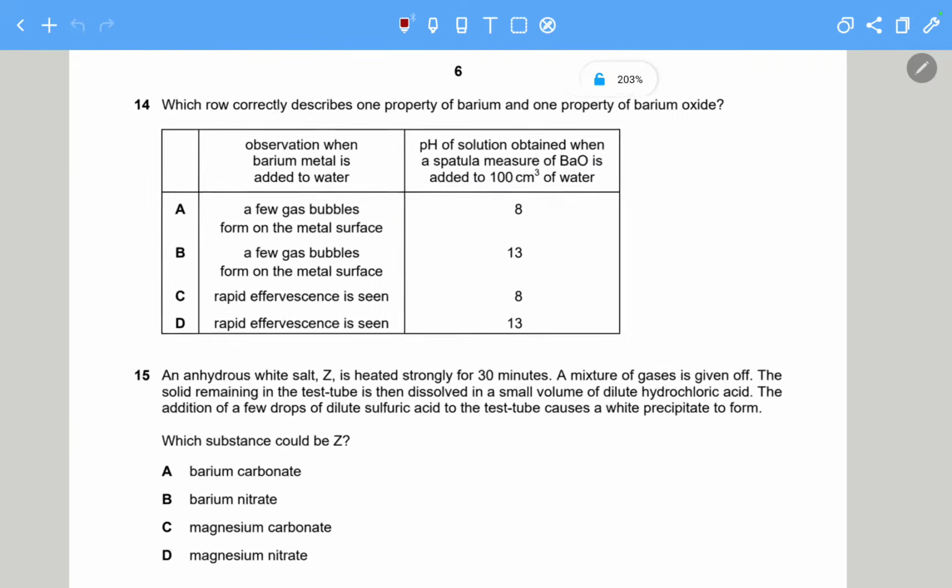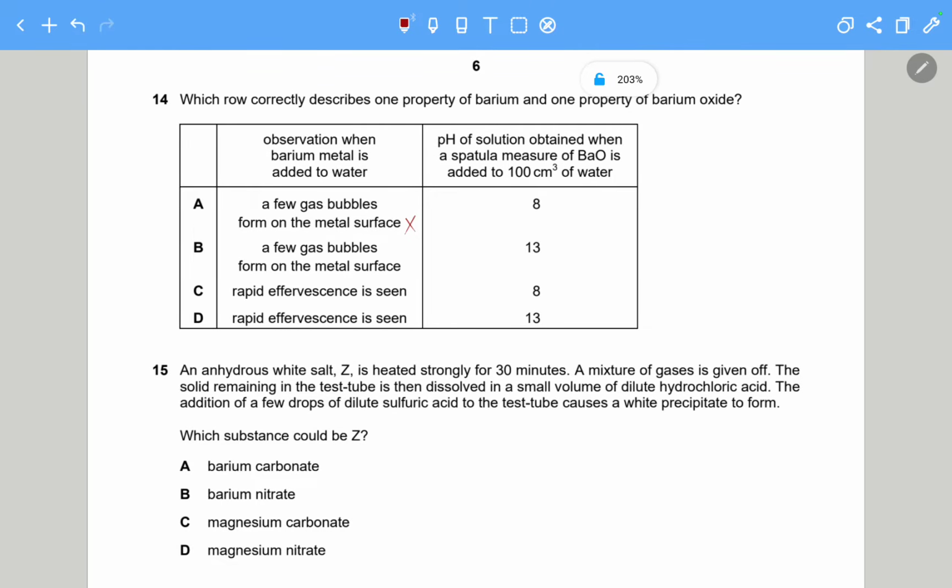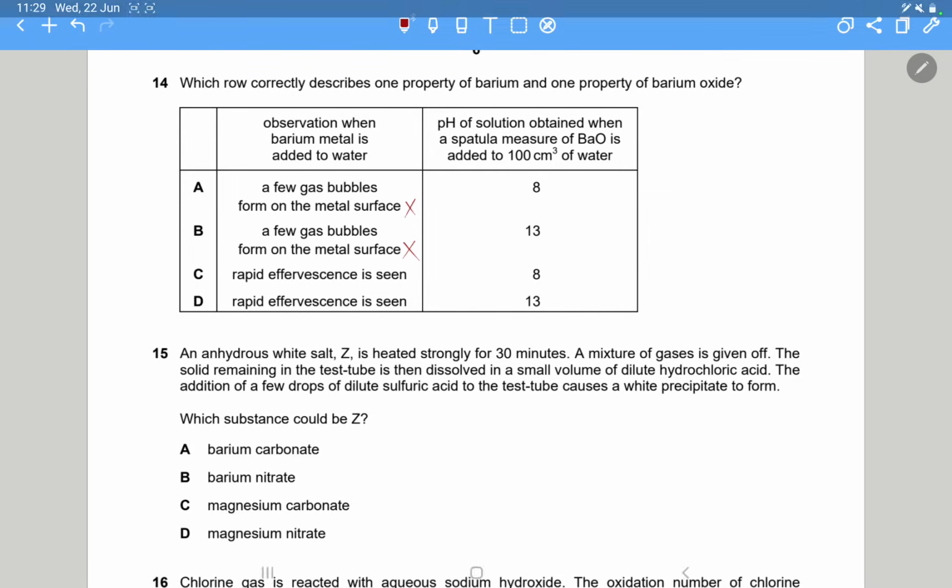Then question 14. Which row correctly describes one property of barium and one property of barium oxide? So barium is a group 2 metal, and now let's read the options. Observation: when barium metal is added to water, a few gas bubbles form at the metal surface. No, that's not true, because barium is quite far down group 2, and therefore we would expect a more vigorous reaction than this. So A is wrong. We have a similar observation in B, so B is also wrong. So we know that it has to be one of C or D.